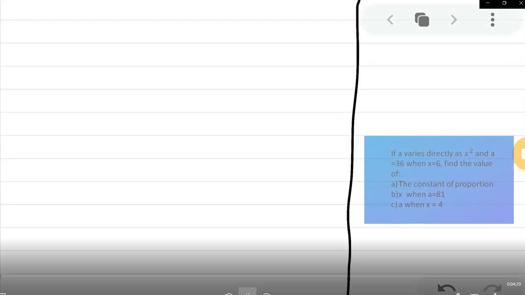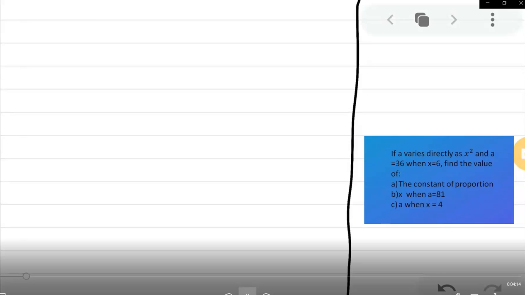Alright, so the example that you should be seeing on your screen says if a varies directly as x squared and a is equal to 36 when x is equal to 6, find the value of a, the constant of proportion. So that means that they're asking us to find k.